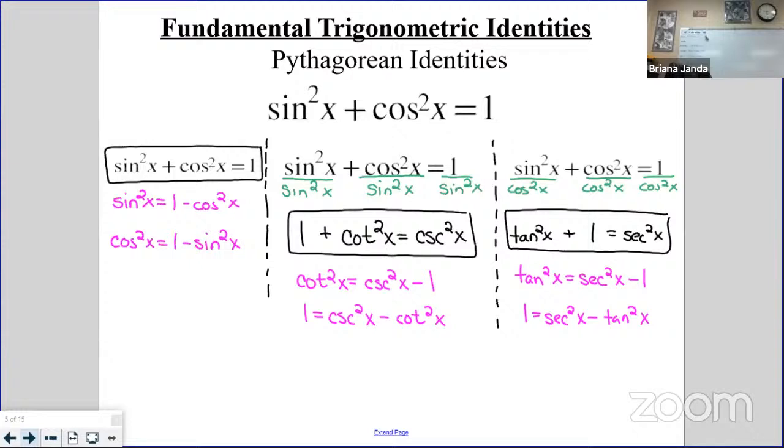Okay. Questions on your Pythagorean identities? Anyone still need this page? All right.